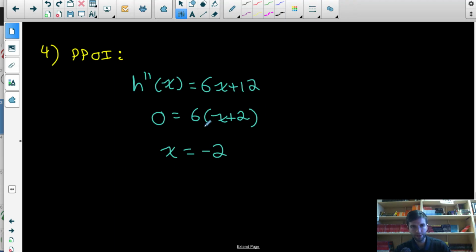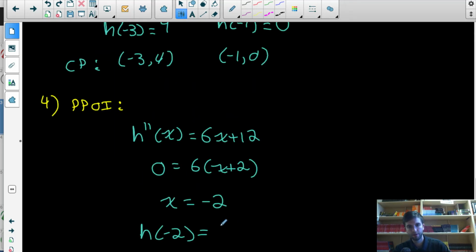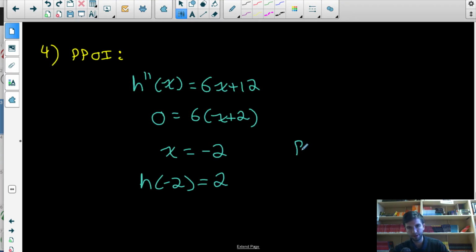Now I need to find the y-coordinate that goes to this x value, so I'll plug -2 into the original function. So h at -2 is 2. So there's a possible point of inflection at (-2, 2). Let me just show you a visual representation. I know we don't have the graph yet, but let me just show you what Desmos shows us, just so you're on track with what we found out so far.